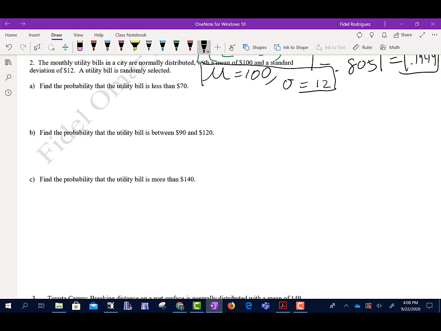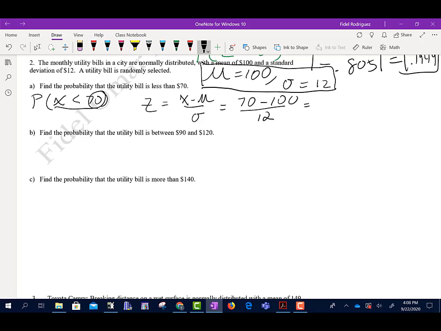So I'm going to start with this first because those are two important pieces of information. Part A says, find the probability that my utility bill X is going to be smaller than 70. So what I need to do first, guys, is convert this X value into a Z-score. So my formula is Z equals X minus mu divided by sigma. My x value here is 70, so I'm going to go 70 minus 100 divided by 12.